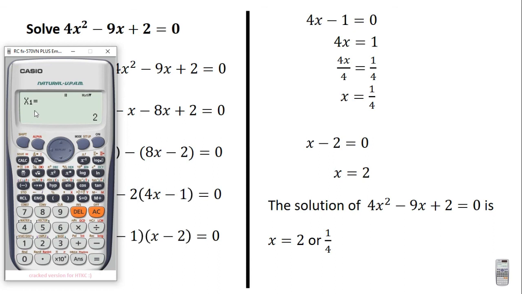When you press equal to, the calculator will give you x1. That is the first solution. And it's giving us 2. So here the first solution is 2. Then you press equal to again. The calculator will give you the second solution. That is x2. And it's telling us the second solution is 1 divided by 4. So it means the first solution is 2 and the second solution is 1 divided by 4. So our calculator is confirming the answers that we have, that the solution of this equation is x is equal to 2 or 1 divided by 4.